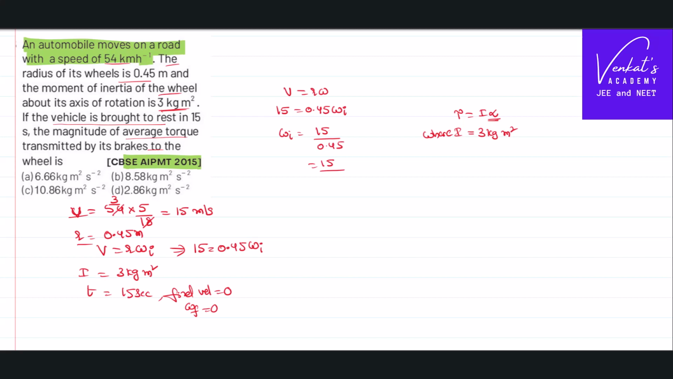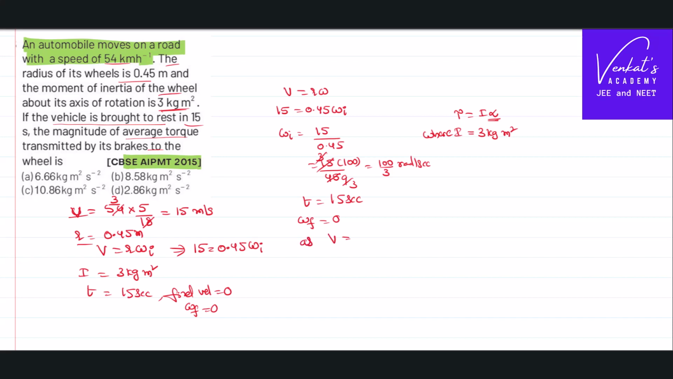That is 15 by 0.45, which means 1500 by 45, so that 100 comes to the top. 5 threes are 15 and 5 nines are 45, giving 3. So initial angular velocity is 100 by 3 radian per second. It is given that in a time of 15 seconds, it came to rest. That means its final angular velocity is also equal to 0.